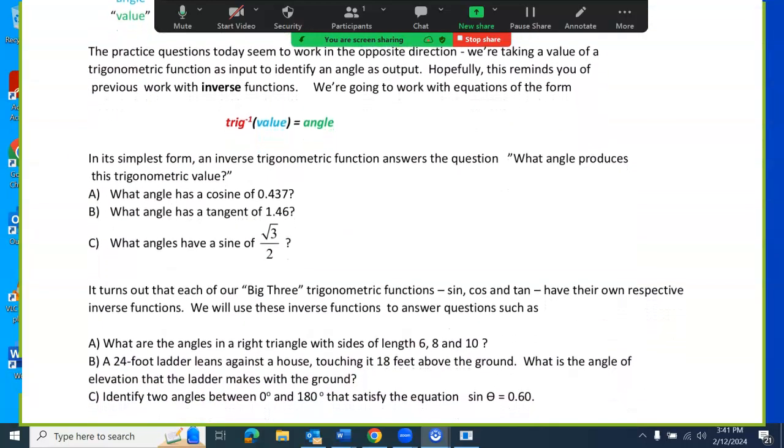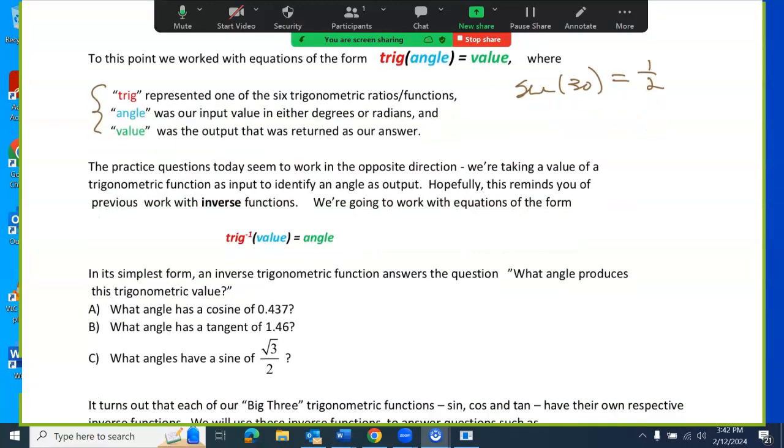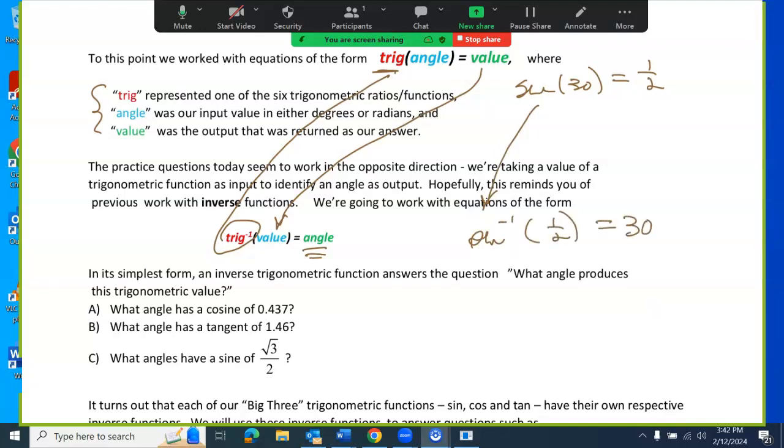Okay, let's work on a couple more things. To this point, we worked with equations of the form: the trig of some angle equals a value. So the sine of 30 equals 1/2 would be an example. But we can work backwards. Instead of the trig, you can say the inverse trig of the value gives you back the angle. So using what I have here, I would say sine inverse of the value gives me back the angle.